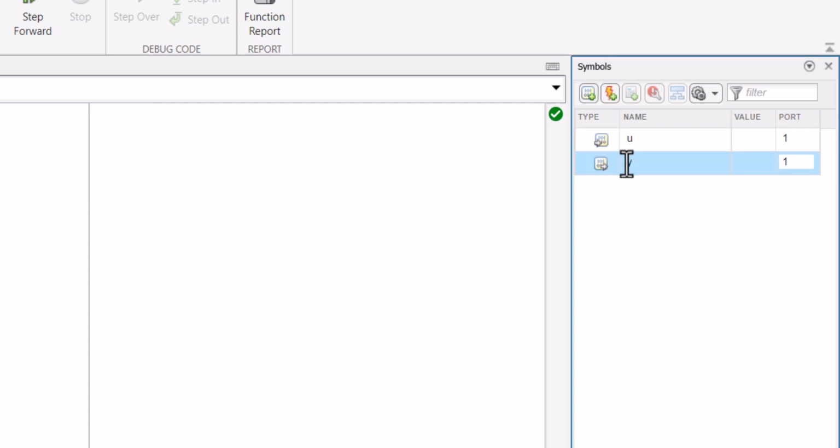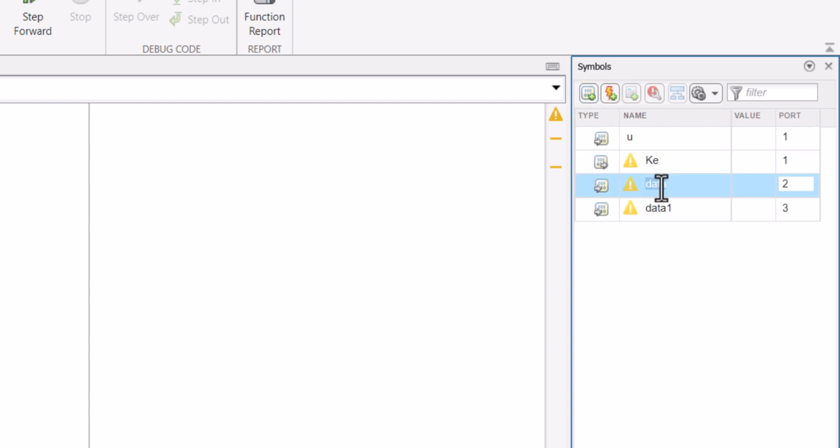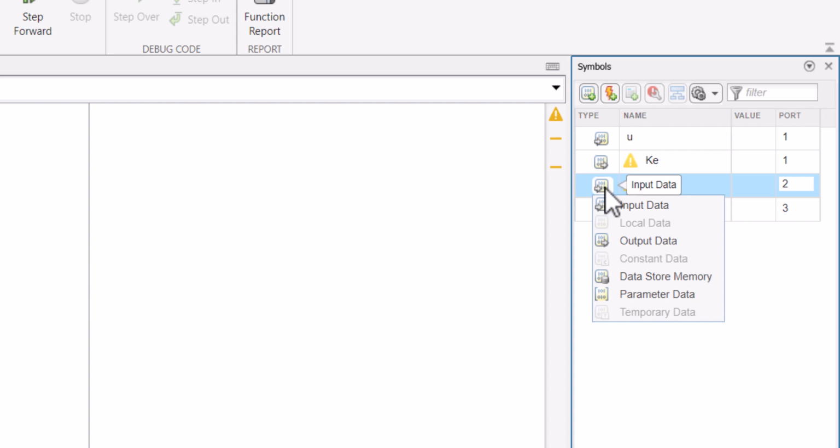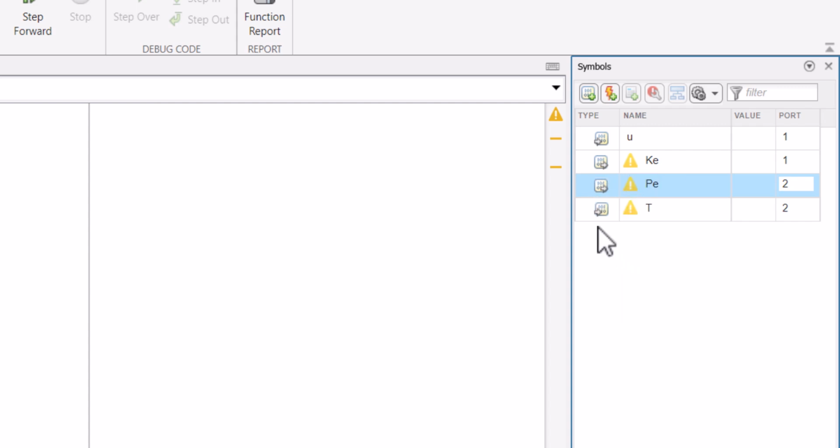So this output y should be Ke, which is my kinetic energy. Then I need another output, which is Pe, and then total energy T. So these are my three outputs. You can configure them as output by clicking on this icon and selecting output data. And like this, now all these three things are outputs.